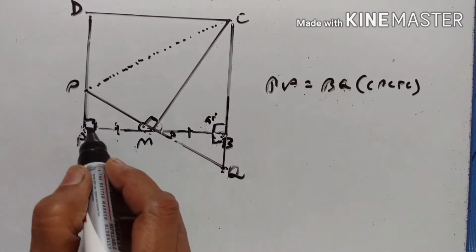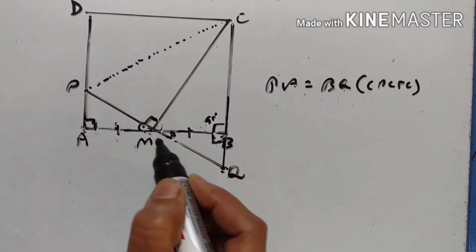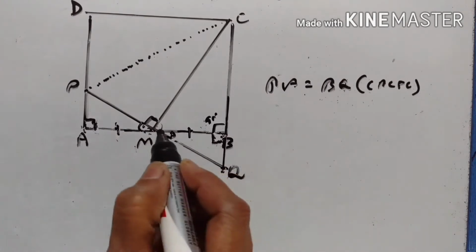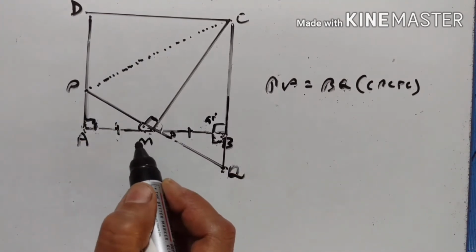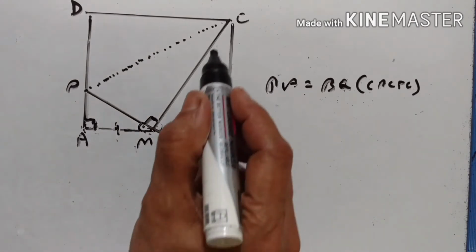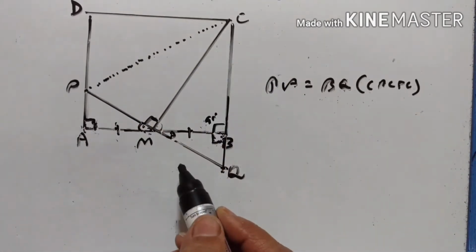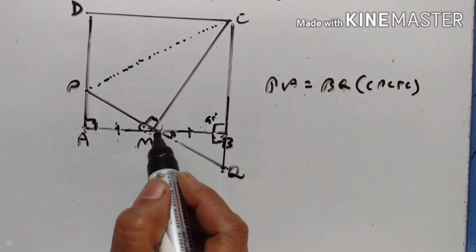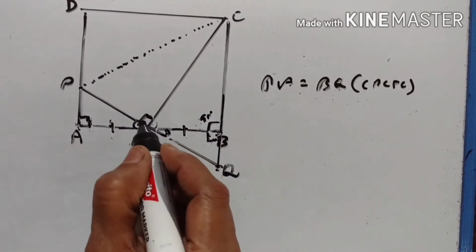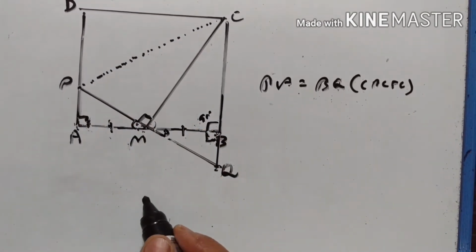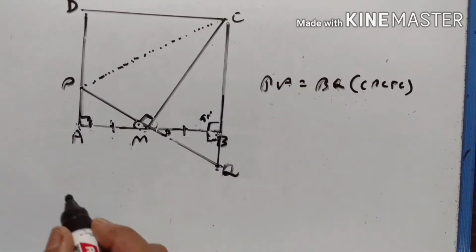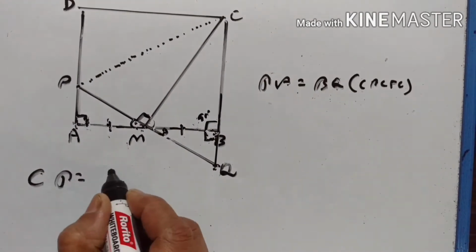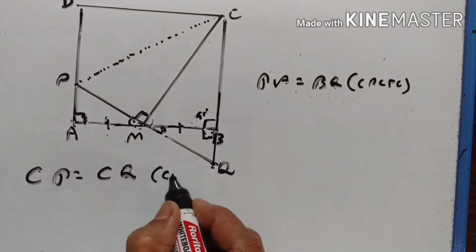We have proved that triangle PAM is congruent to triangle QBM. Therefore, PM is equal to QM, CPCTC. Therefore, triangle CPM is congruent to triangle CQM, side, angle, side postulate. Therefore, CP is equal to CQ, CPCTC.